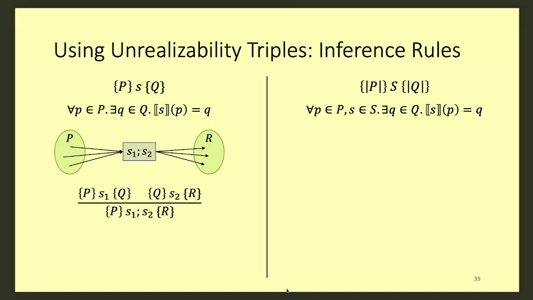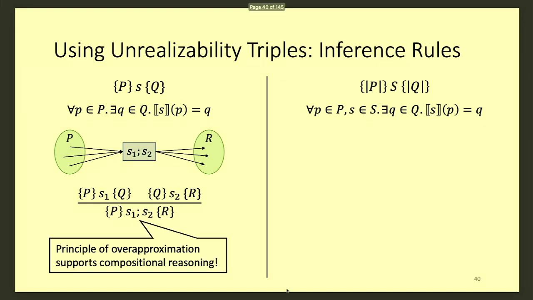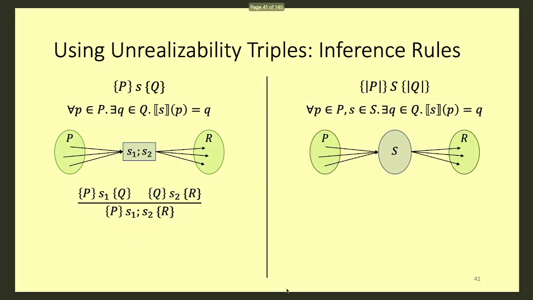And the reason that this rule holds is because the Hoare triples are overapproximating. The principle of overapproximation is what really supports compositional reasoning. And we're going to do the same thing in unrealizability logic. So we have the unrealizability triple PSQ, and we want to do compositional reasoning for a set of programs.